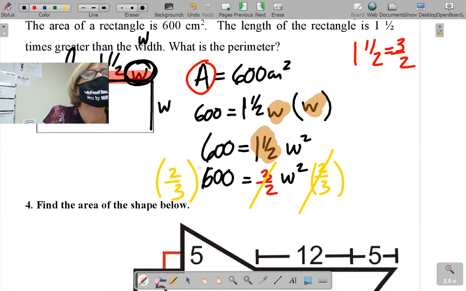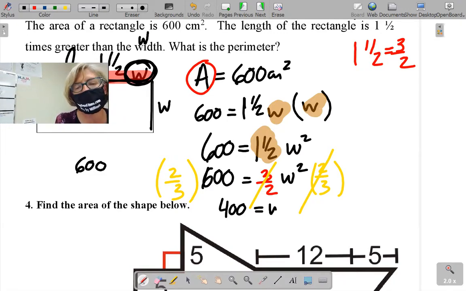Yes, ma'am. It's technically, hang on, kiddo. Yes, ma'am, 200. And then times by 2. Yes, ma'am. Okay, so now you may use a calculator if you choose to, equals W squared.